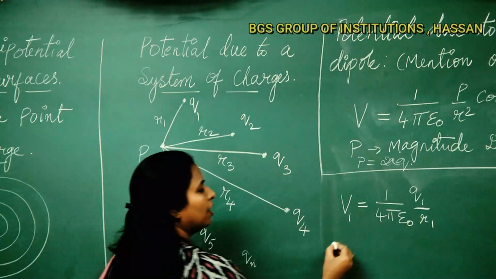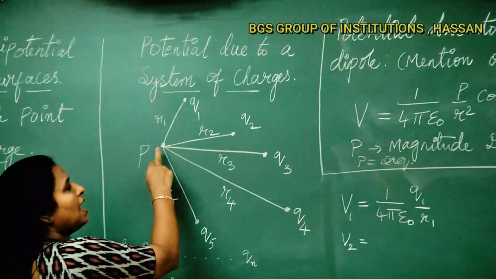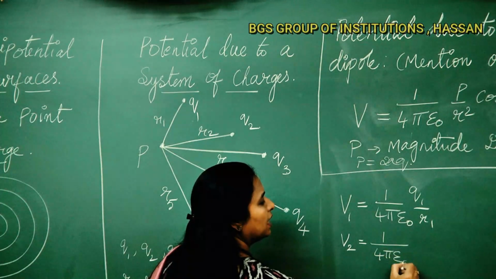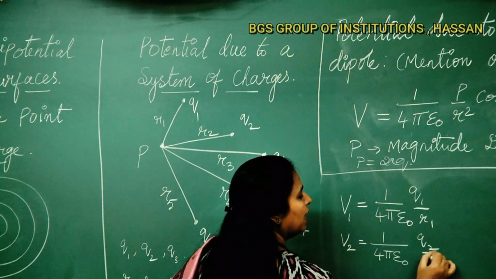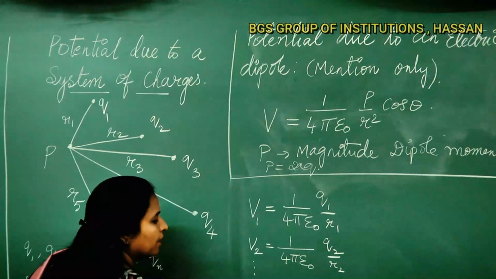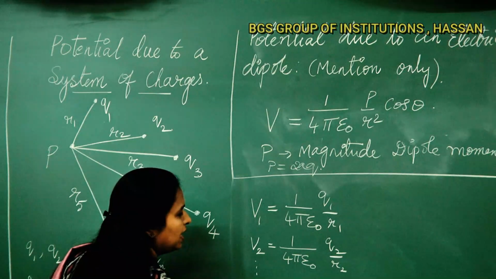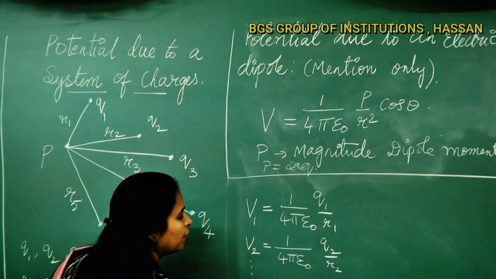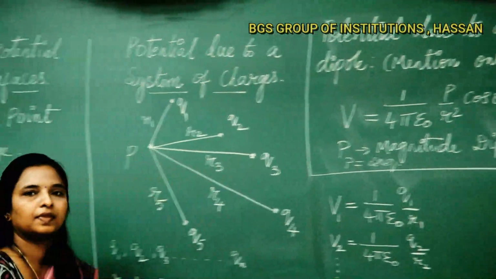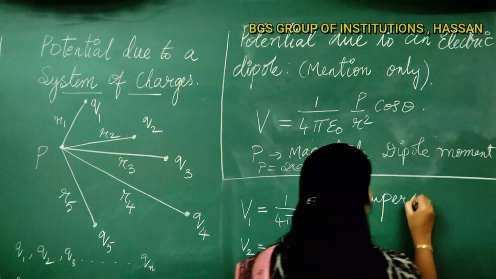In the same way, the potential due to Q2 at the point P at a distance r2 is given as 1 by 4 pi epsilon naught Q2 by r2. In the same way, the potential due to the Qn charge is Vn is equal to 1 by 4 pi epsilon naught Qn by rn. Now according to the superposition principle, what is the superposition principle?